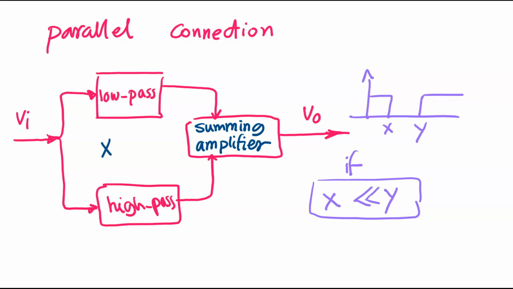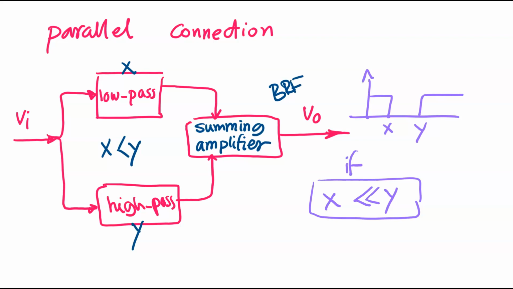So as long as I'm using two filters, a low pass and a high pass, in which X is smaller than Y, where X is the cutoff frequency of the low pass and Y is the cutoff frequency of the high pass, as long as the cutoff frequency of my high pass is greater than that of my low pass filter, I end up having a band reject filter. So the result is going to be a band reject filter.